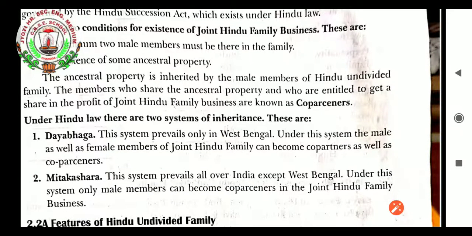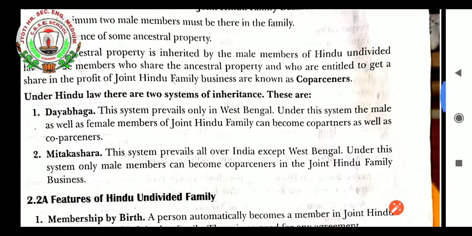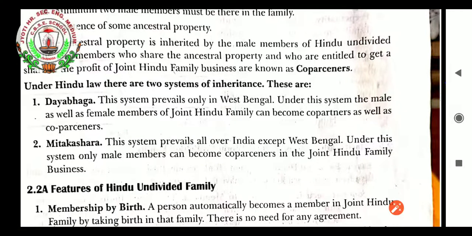Dayabhaga, this system prevails only in West Bengal. Under this system, the male member as well as the female member of a joint Hindu family can become co-partners. We have learned that 2 male members must be there, but in West Bengal, the condition is different. Here, if one male member and one female member are there, then also they can run the Hindu undivided family business.